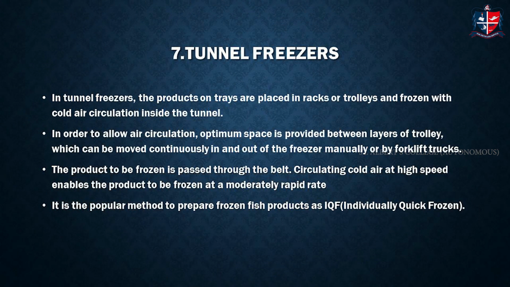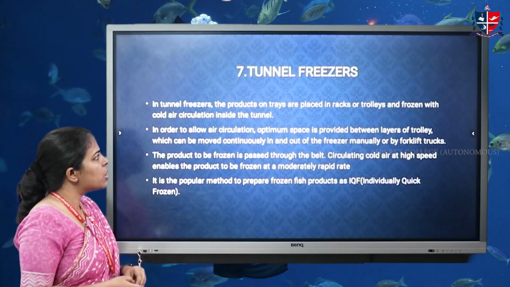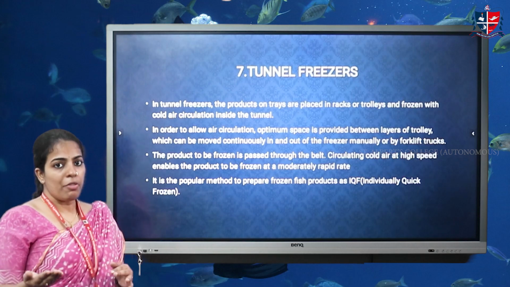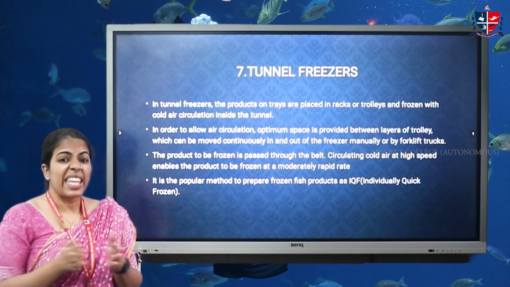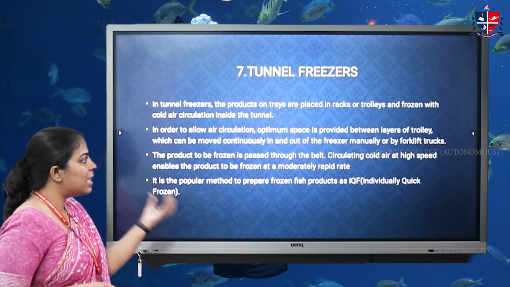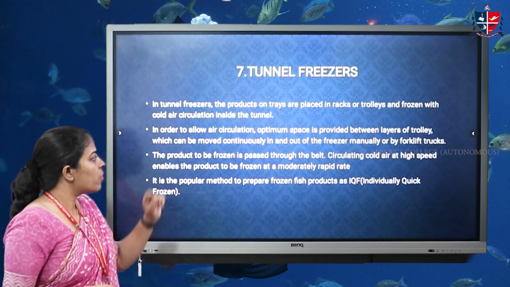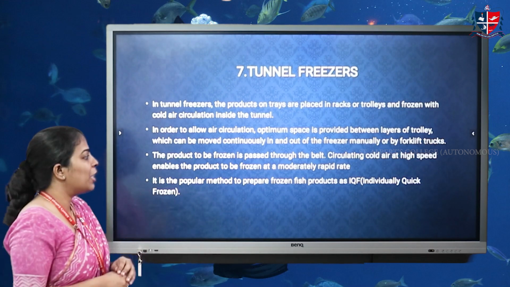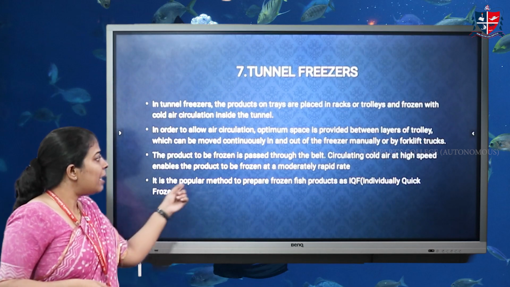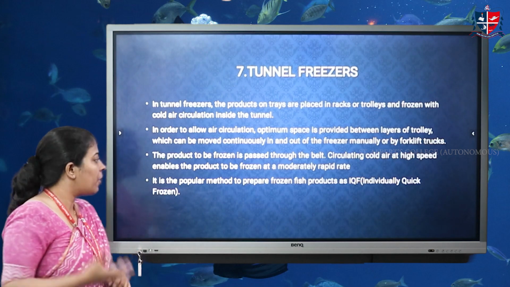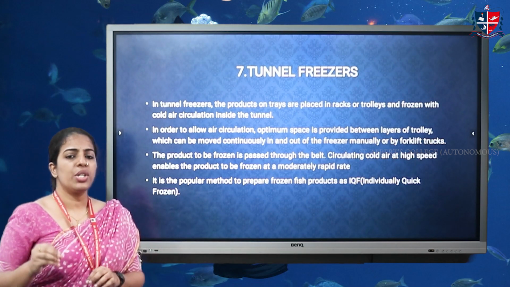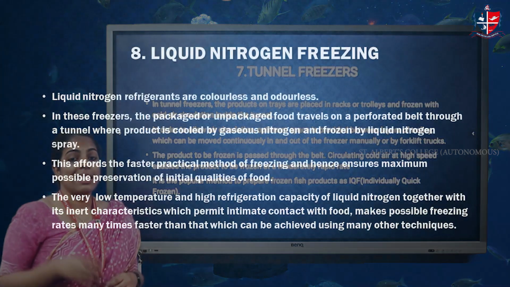Now, next is tunnel freezers. As the name denotes, it will be in the form of a tunnel, but racks or trolleys can be placed inside, and there will be a gap between these trolleys so that there is sufficient passage of air. The product to be frozen is also passed through on a belt, and the circulating cold air at high speed enables the product to be frozen at a moderately rapid rate. And it has always been popular for IQF. IQF means individual quick freezing, for frozen products like shrimps.